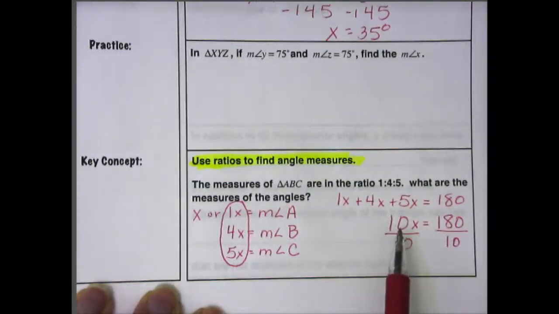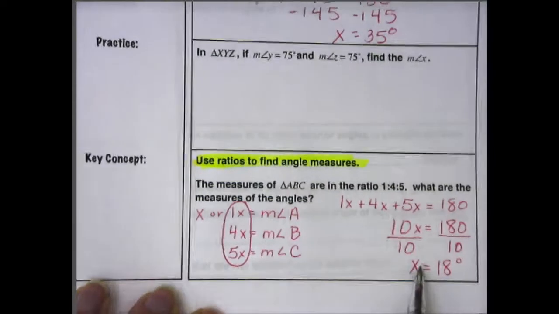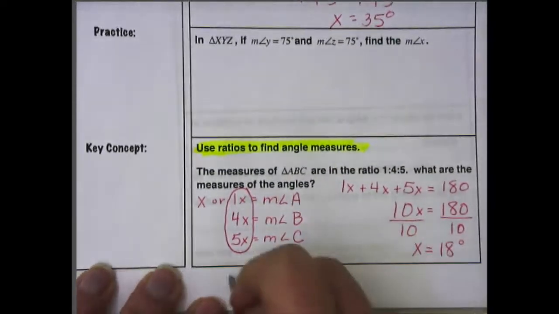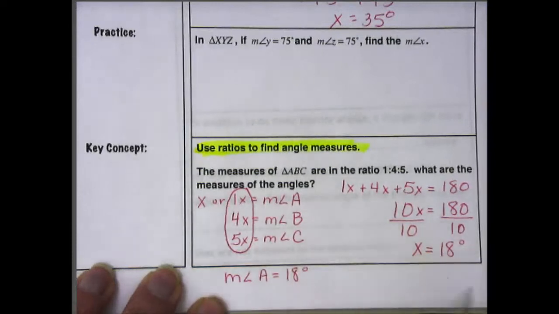to solve it, because we know it was 10 times x. In order to undo the multiplication, we have to do the opposite, which is division. And we get x equals 18. So now we know that the measure of angle A equals 18 degrees, because x was the measure of angle A.